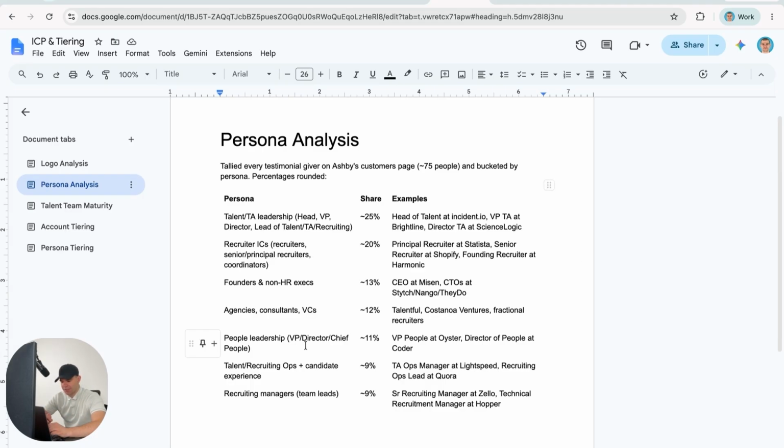So we've broken down and it looks like talent leadership, talent acquisition leadership. We've got people leadership. We've got recruiters, so like senior principal recruiters. But again, they're probably not going to be decision makers. So even though there's maybe some happy users, they might fall down the tiering for persona. Couldn't actually find any HR in there. Couple of CTOs, CEOs. So yeah, from there, we've got an idea of the sort of personas.